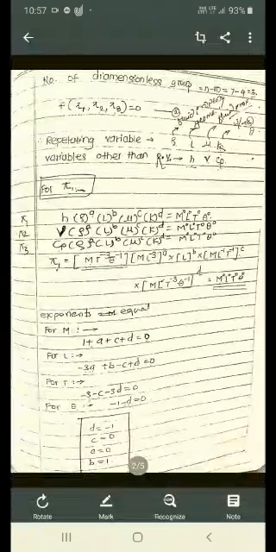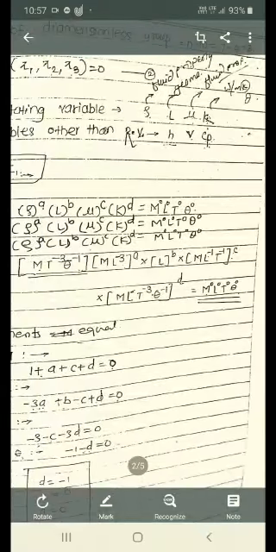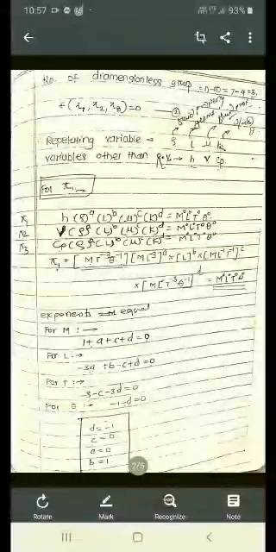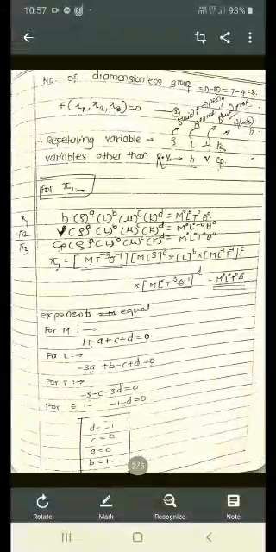We are equating all these variables to M raised to 0, L raised to 0, t raised to 0, theta raised to 0, as their indices, the exponents, should be equal. So for calculating M, we get 1 plus a plus c plus d is equal to 0. Here M raised to 1, here M raised to 0, M raised to a, M raised to c, M raised to d is equal to 0.